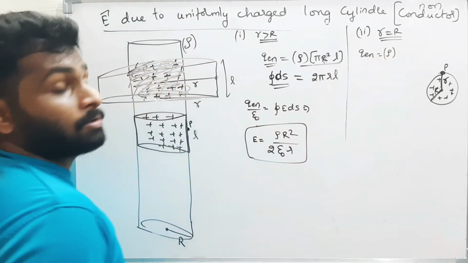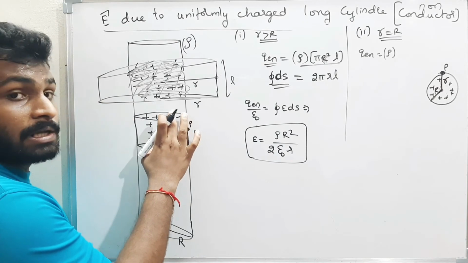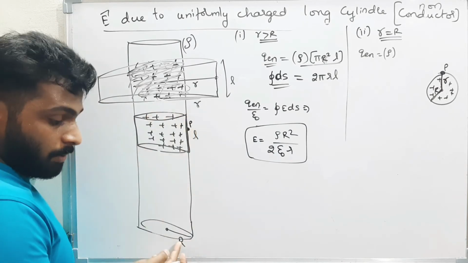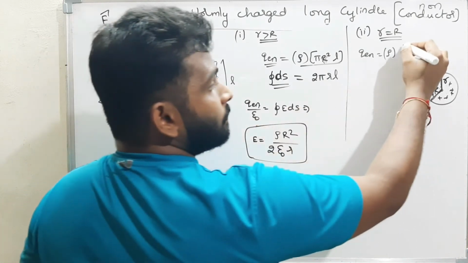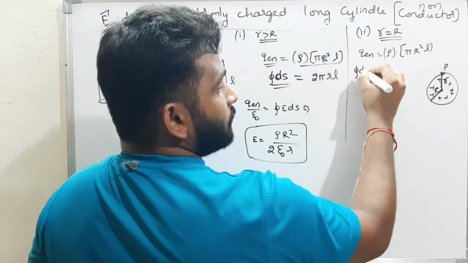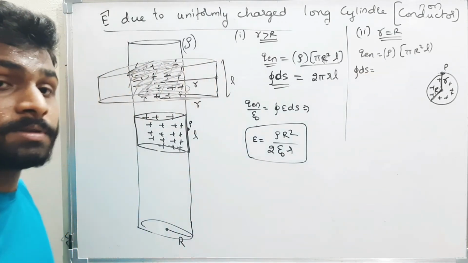Sigma, that is rho, into the volume of the cylinder present in this Gaussian surface. The volume of the cylinder present in this Gaussian surface is pi r square into L. Now, what is the surface area of the Gaussian surface?